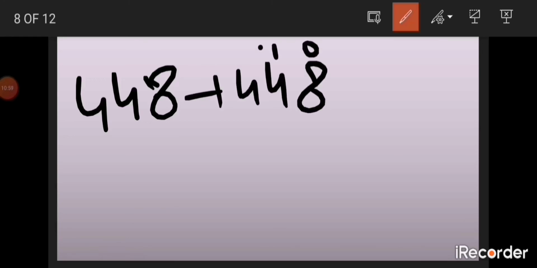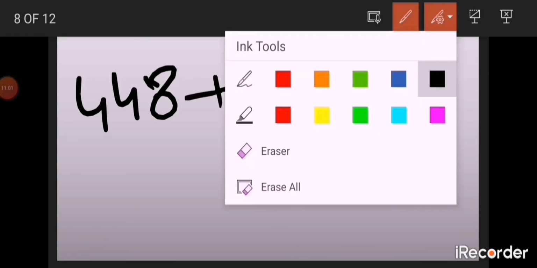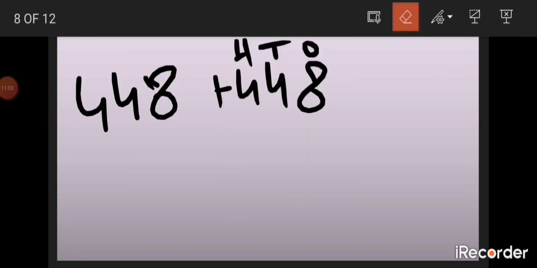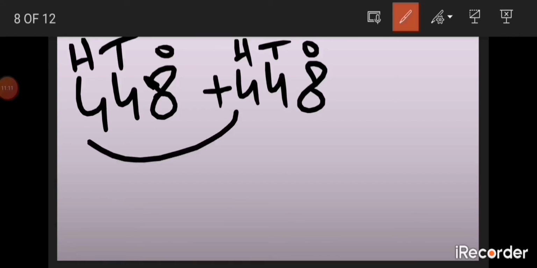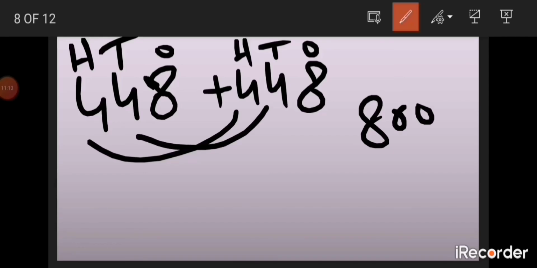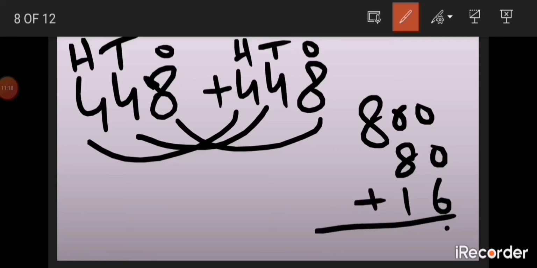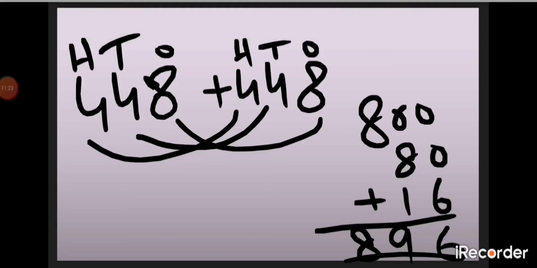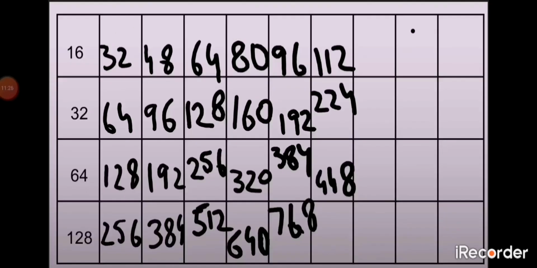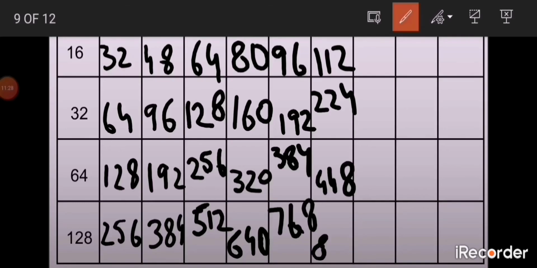448 plus 448. Put the place values. Now ones, tens and hundreds. So 4 hundreds and 4 hundreds, total is 800. 4 tens and 4 tens, 8 tens, 80. 8 plus 8, 16. Now add them. 0 plus 0 plus 6, 6. 8 plus 1, 9 and 8. So double of 448 is 896. Done.